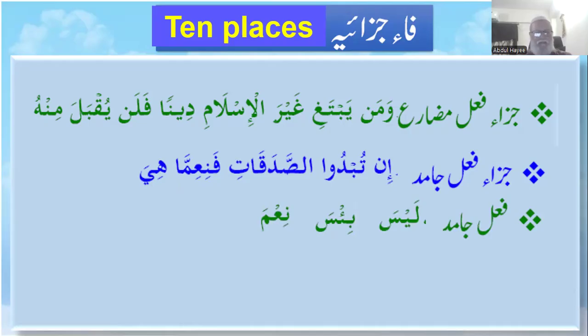They are actually fi'l, but not giving the complete table. Just like laisa has only the madi table, and bi'sa and ni'ma don't have even the tables. Now, the two places where the fa may be used or may not be used, both are correct. I mean, you may use or may not use.